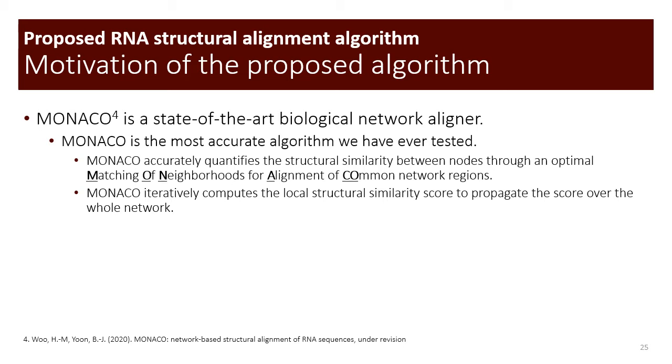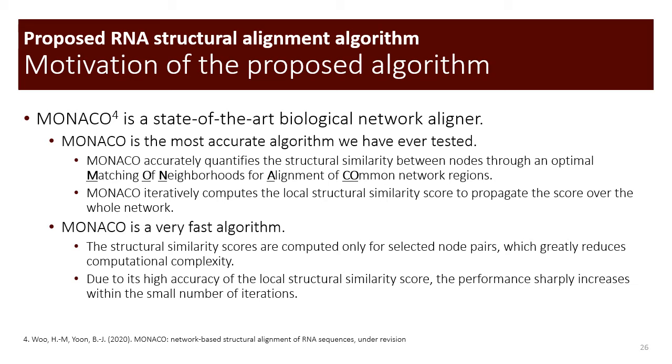Monaco accurately quantifies the structural similarity between nodes through an optimal matching of neighborhoods for alignment of common network regions. Furthermore, Monaco iteratively updates the local structural similarity score to propagate the score over the whole network. Monaco is a very fast algorithm. The structural similarity scores are computed only for selected node pairs, which greatly reduces computational complexity.